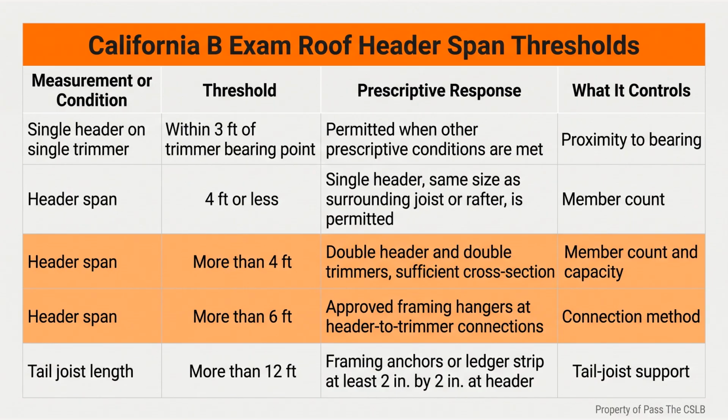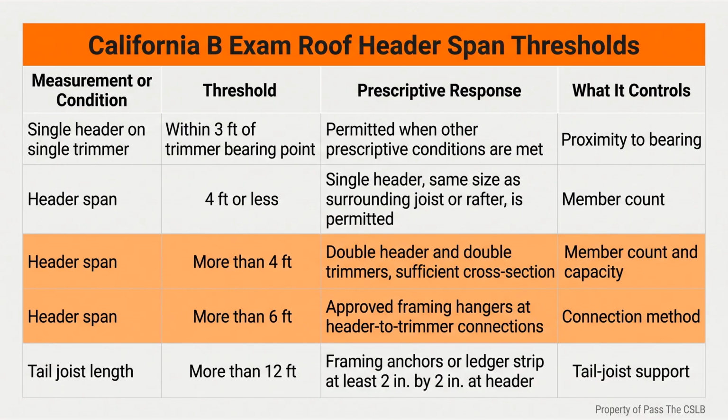The published CSLB study outline identifies roof framing as testable material. The important skill is knowing which dimension controls which decision. A 5-foot header and a 13-foot tail rafter create separate requirements. Doubling for the header span and added support for the long tail rafter.